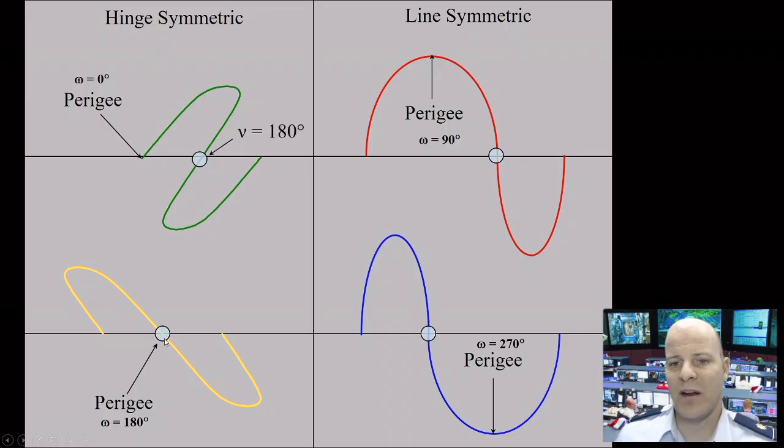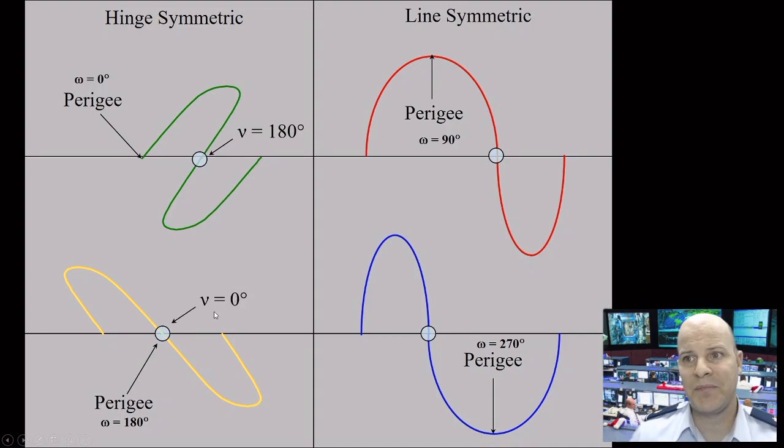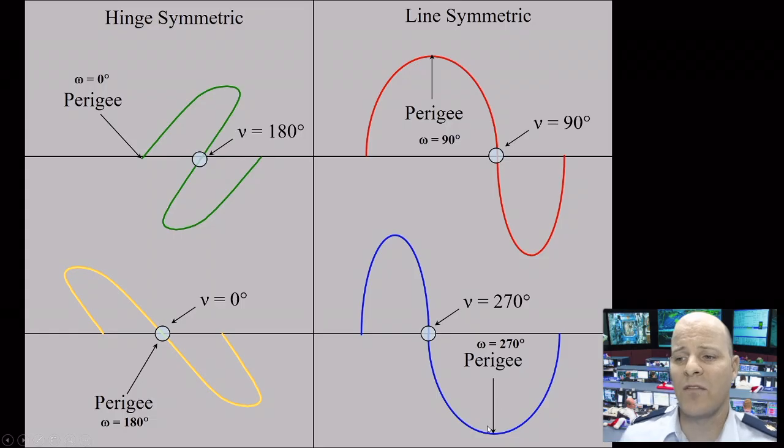What about if our perigee and our true anomaly are co-located? Well, in that case, we have a true anomaly of 0. What about if we have a situation where we're line symmetric and our perigee is at the point that we talked about before and our satellite's in this position? We would have a true anomaly of 90. And lastly, we would have a true anomaly of 270 degrees where we've gone essentially 90 degrees and then 180 degrees to get it back around to this point.